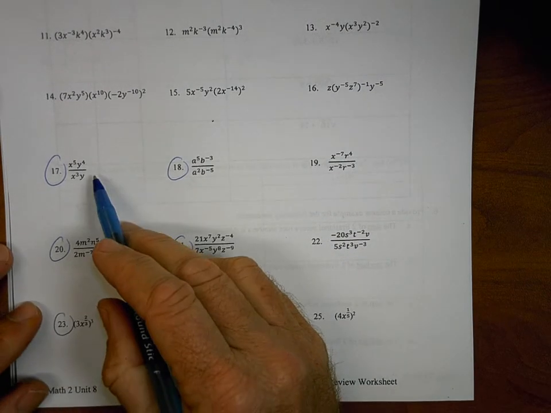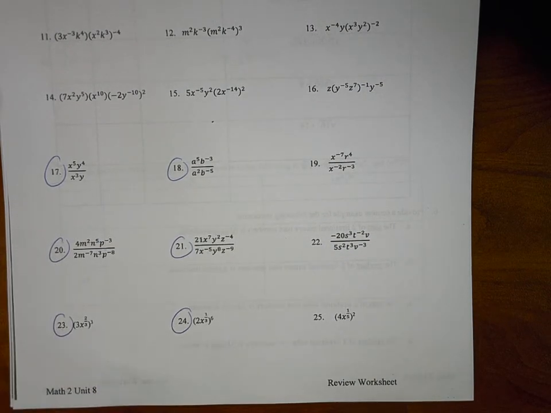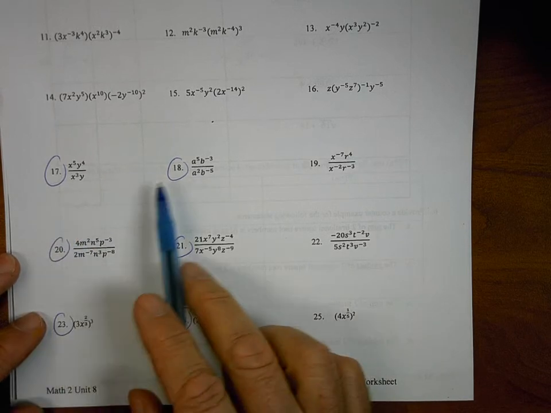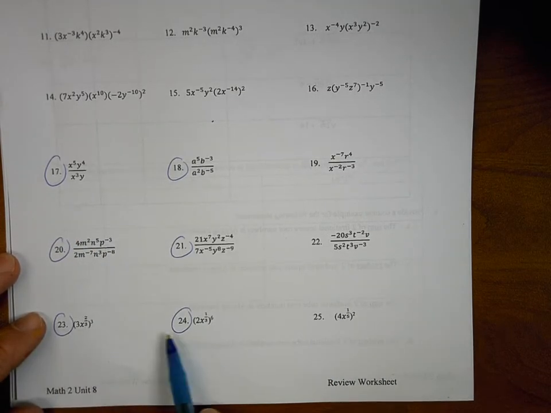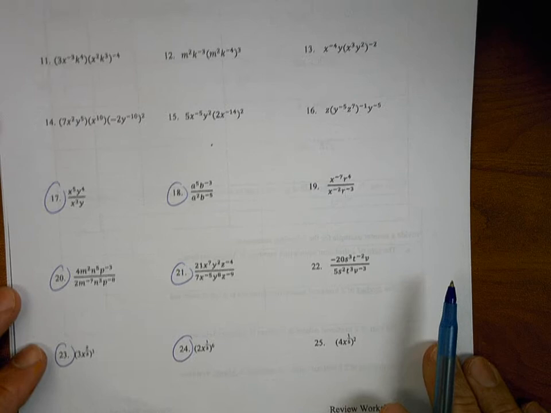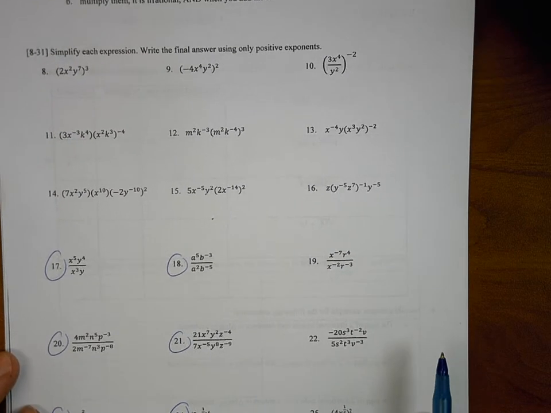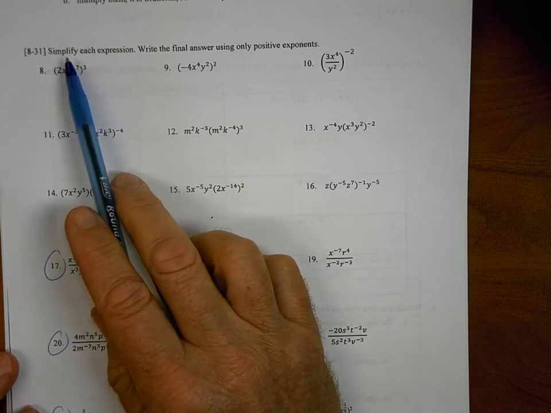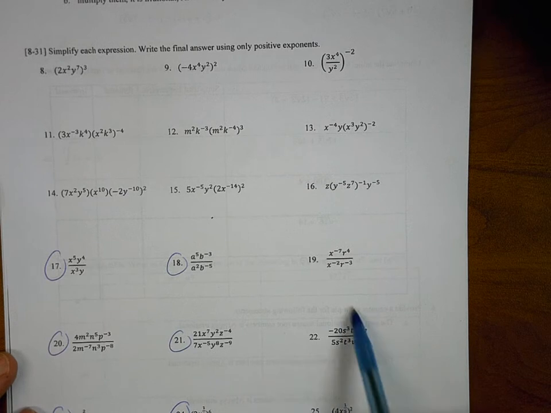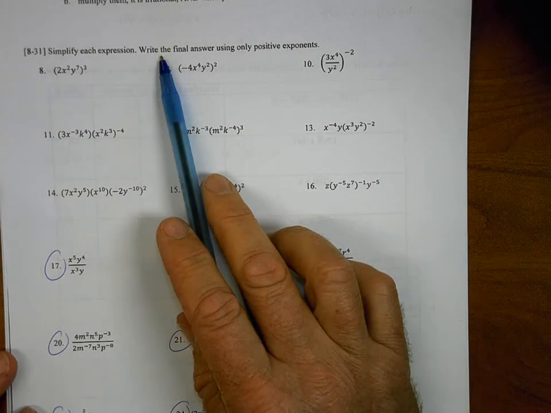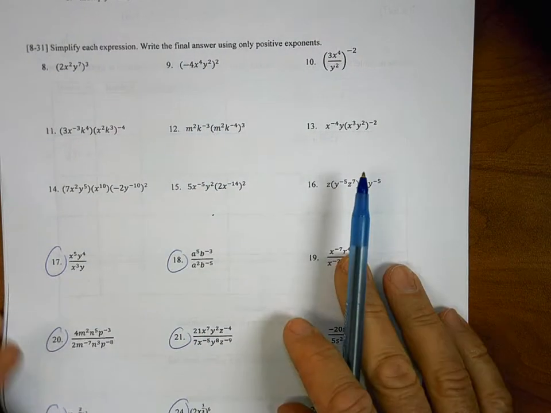This is the continuation of the review worksheet for Unit 8, Math 2. We're going to do number 17, 18, 20, 21, 23, and 24. And keep in mind as we're doing these problems, the directions were to simplify each expression, and then we're going to write the final answer using only positive exponents.